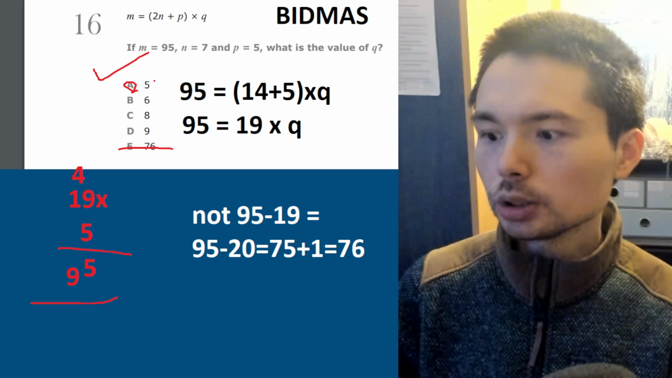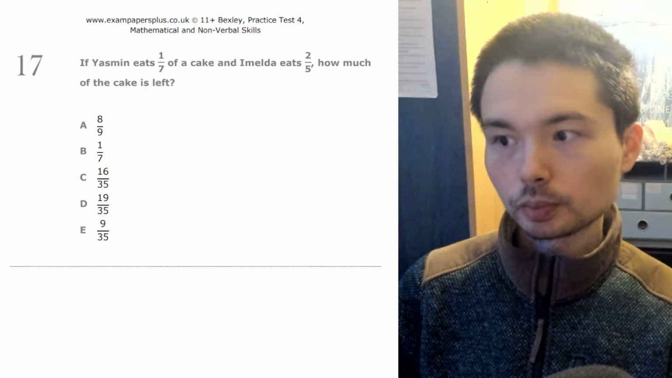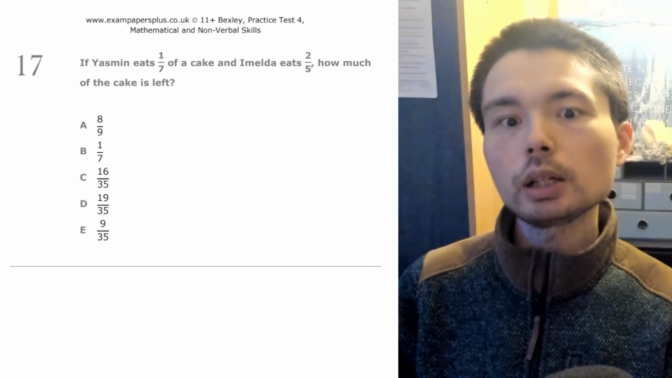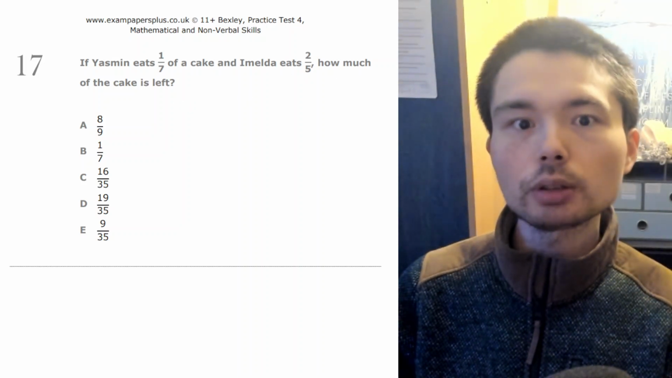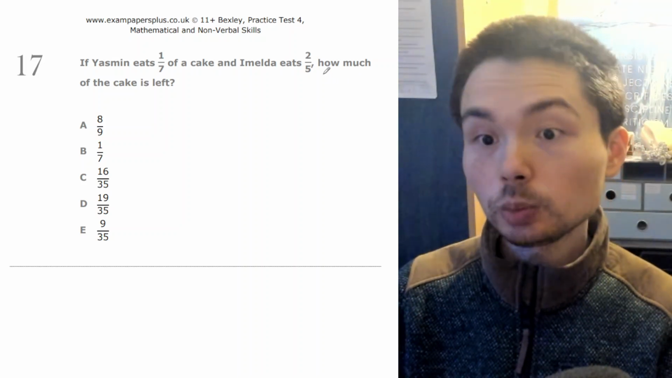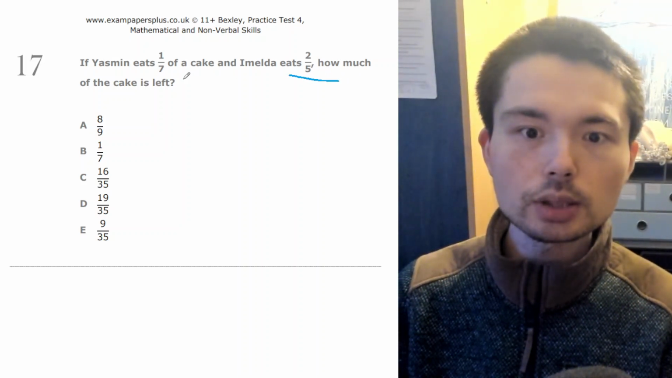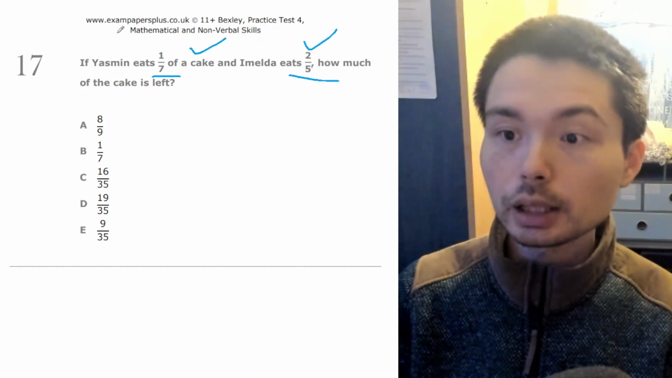That is question 16. Next. Question 17. If Yasmin eats 1/7 of a cake and Melda eats 2/5, how much of the cake is left? This is just a totally normal question. We can do this in 10 to 20 seconds. We got the two fractions. We care about the amount of cake eaten so far.